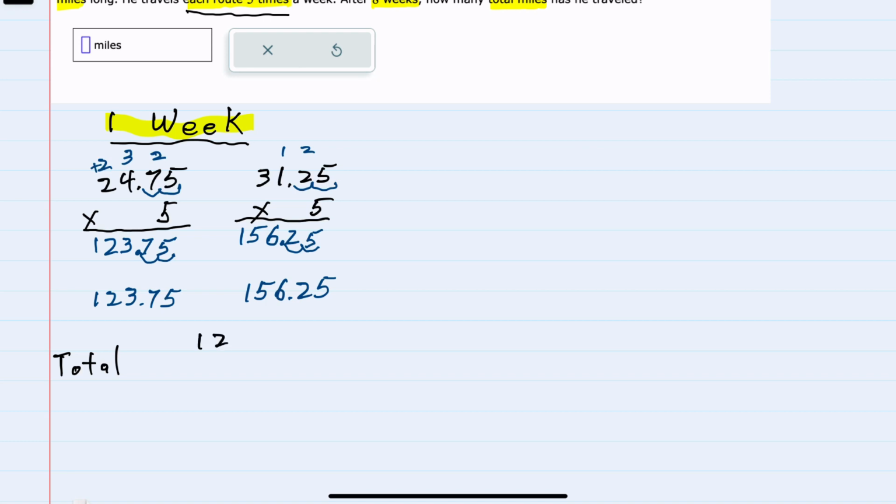To figure out his total miles for week 1, we would just add up route 1 and route 2. And to add, we make sure that we align the decimal. And then when we add, the new decimal will be directly below that. Otherwise, it's just like adding any other numbers.